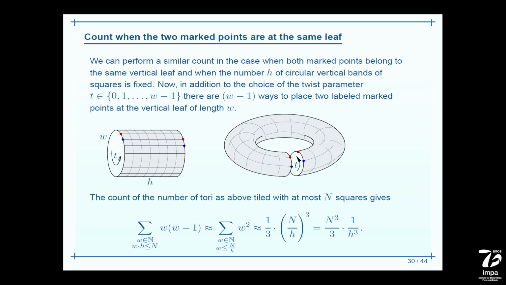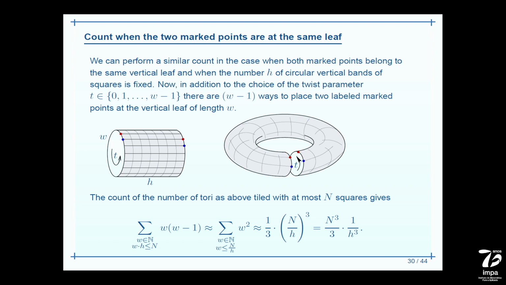This time I count ones where the red point and blue point are on the same vertical leaf. And I also fix this distance h. So I consider a much more restrictive count. I impose a given distance h, and I impose the red and blue points to be on the same vertical leaf. I make a count, and surprise, it's still n cubed. But the coefficient is different. But one can just follow the calculation.